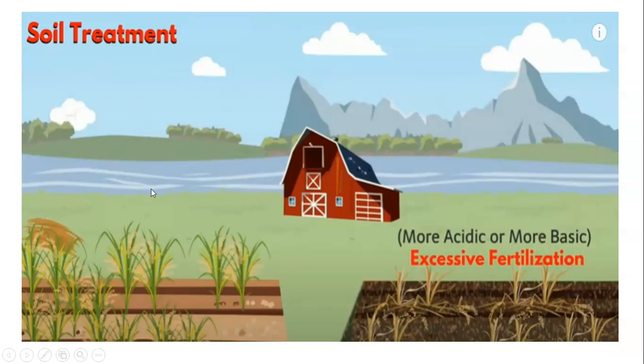Here you can see most of the plants grow best in neutral soil, but excessive use of fertilizers makes the soil either acidic or basic. If more acid is present in that soil, then the plants or the crops will not grow properly. Or if excess base is present in the soil due to excessive use of fertilizers, it may also harm the crops or plants.